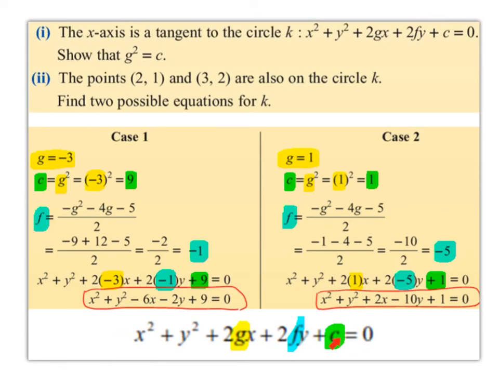So again, we take our general equation of the circle. We swap g for a set of brackets, we put 1 into the brackets. We swap f for a set of brackets, we put minus 5 into the brackets. And we swap c for 1. And then we end up with x squared plus y squared plus 2x minus 10y plus 1 is equal to 0. So these are our two equations of circle K.